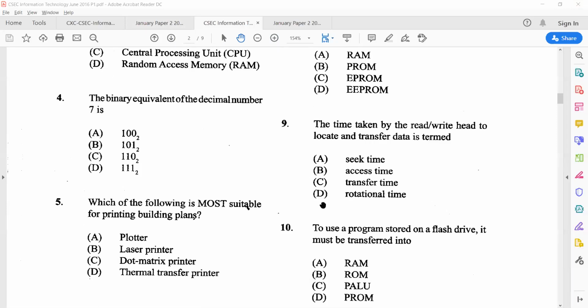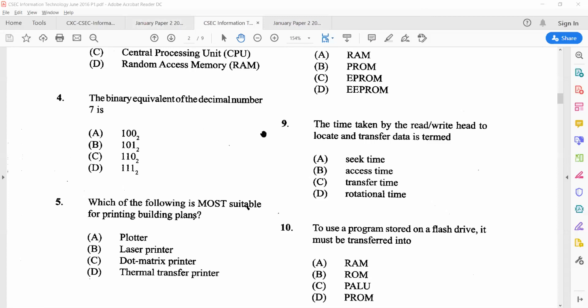Okay. 9. The time taken by the read-write head to locate and transfer data is termed what? What do you refer to as the time taken by the read-write head to locate and transfer the data? B, sir. Access.